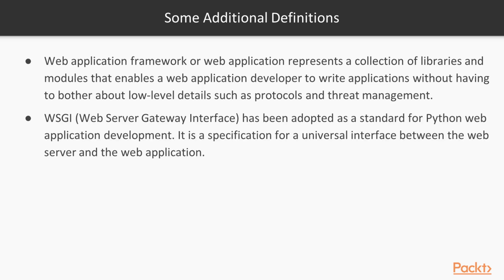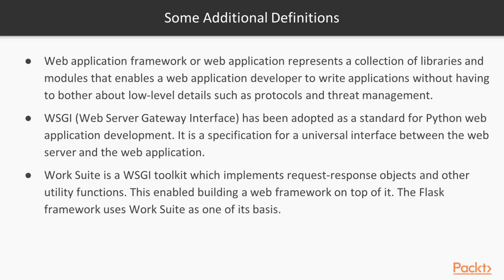What is WSGI? Web Server Gateway Interface. It has been adopted as a standard for Python web application development. WSGI is a specification for a universal interface between the web server and the web applications.